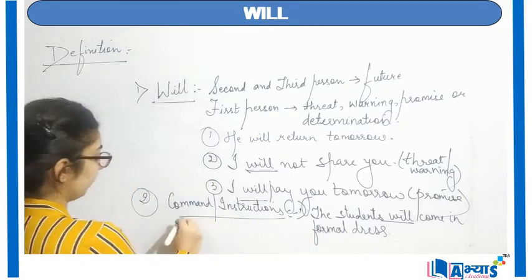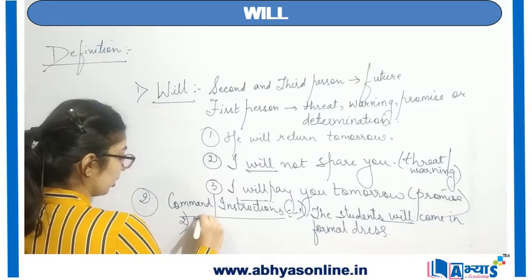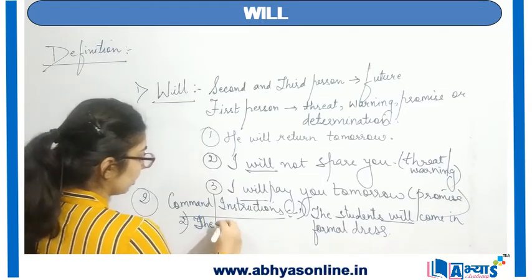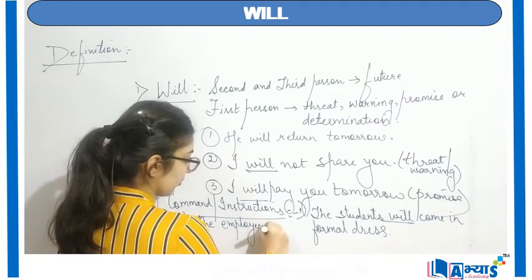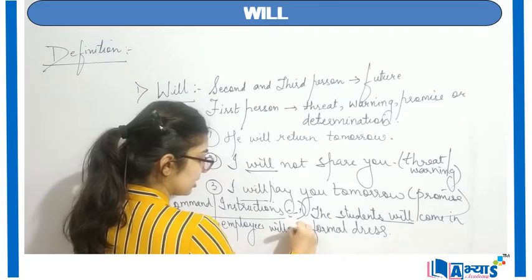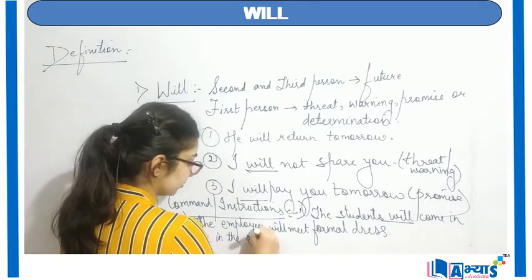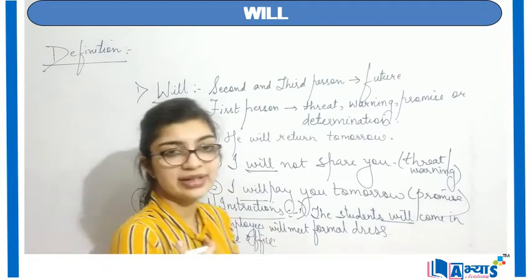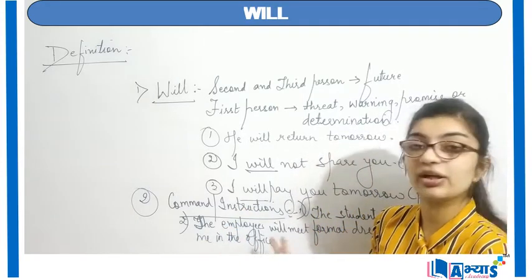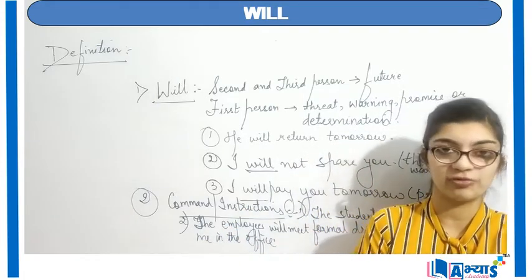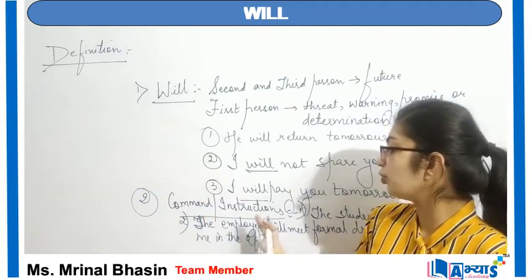Another example can be, the employees will meet me in the office. Now as the instructor, I say that you will meet me in the office. Then I am giving a command that I want you in my office, right? So this is the usage of will as command or instruction.